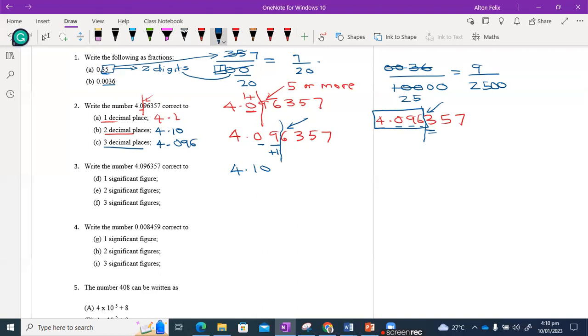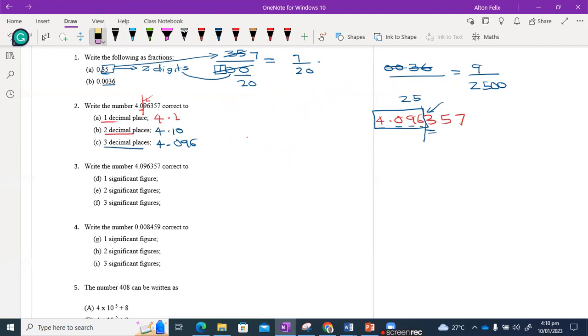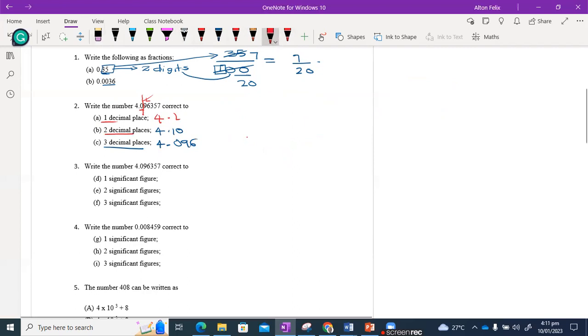Question number 3. Write the number 4.096357 correct to 1 significant figure. So the significant figures, that's another way of approximating, as we just saw there with our decimal places, writing the number to a given number of decimal places, we are approximating those numbers. When you ask to write correct significant figures now, let's see how that works.